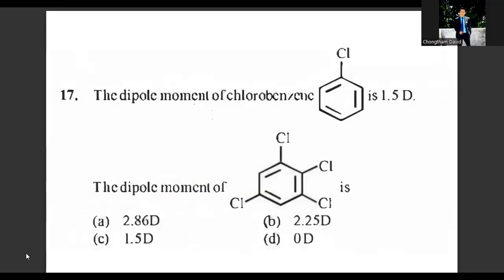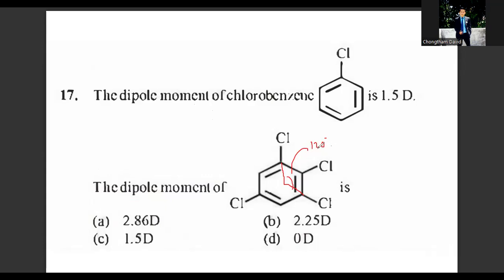Let's read question number 17. The dipole moment of chlorobenzene is 1.5. What would be the dipole moment of 1,2,3,5-tetrachlorobenzene? So let us first figure it out from the vector rule. From here, you know that the angle is 120 degrees. So these two chlorines are vertically cancelled, opposite in direction, and the dipoles of the other 2 chlorines we are going to find out.